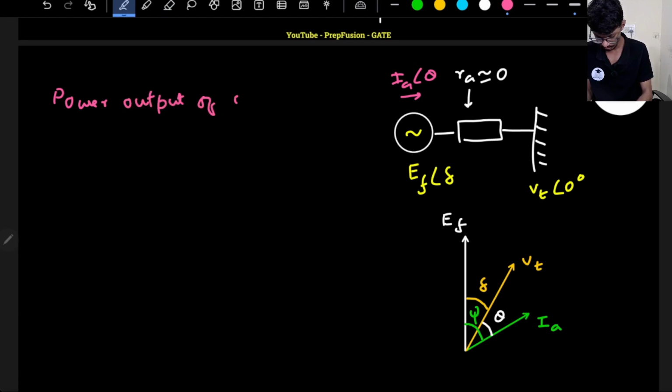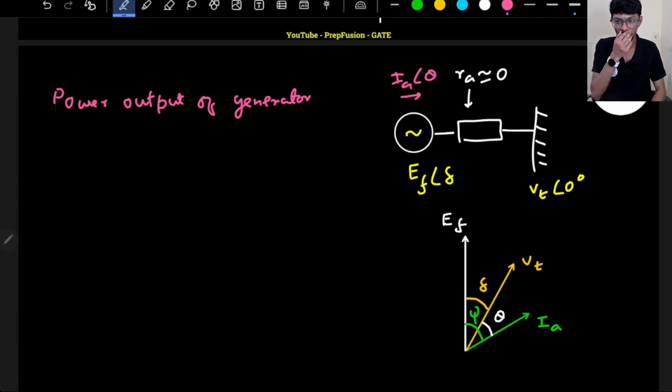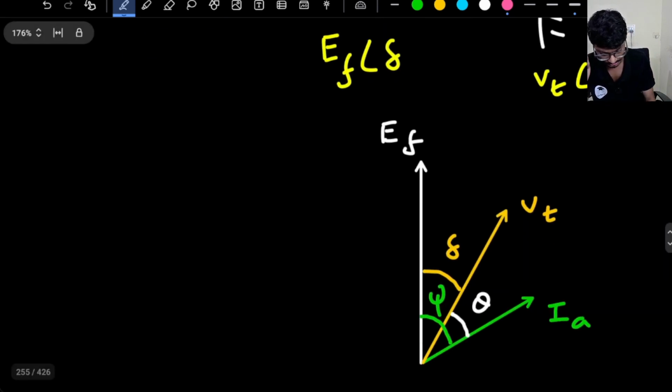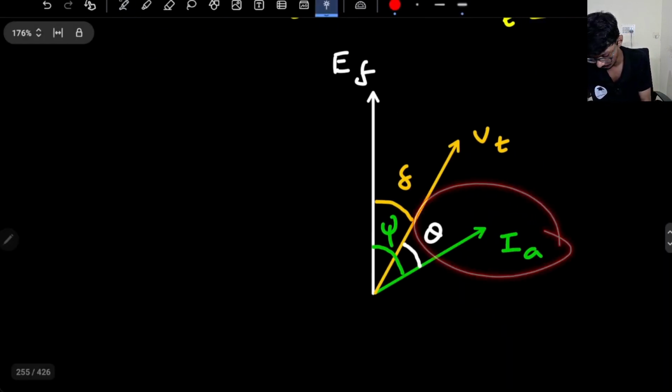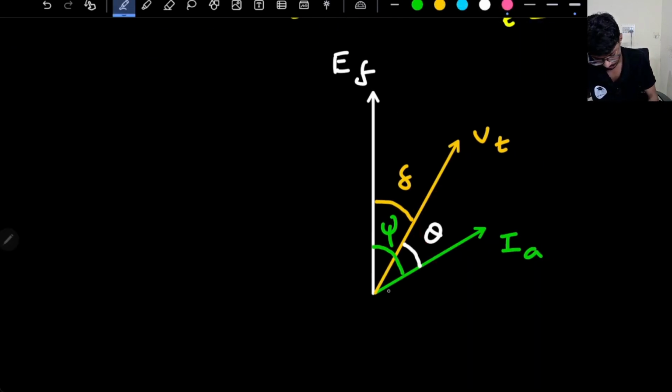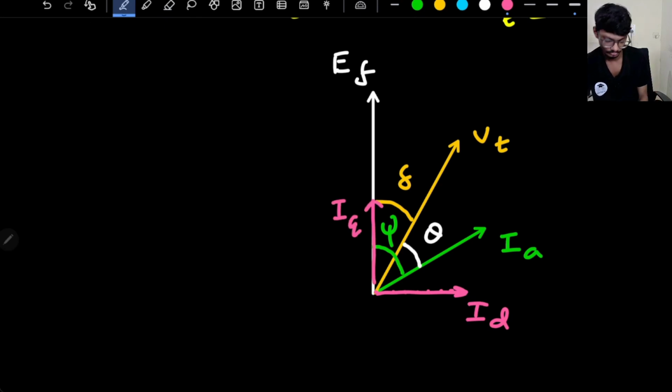Output of generator. How do I find out the power output of the generator? Remember, this IA current will have two components. One will be perpendicular to EF, that is ID. Another one will be along EF, that is IQ.